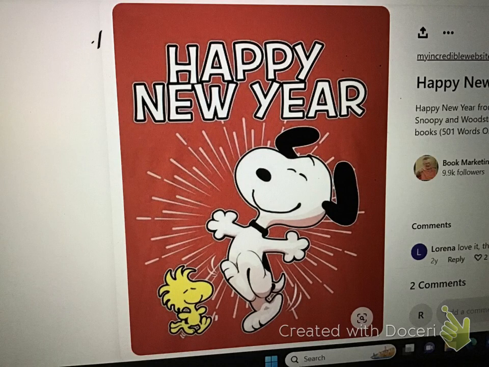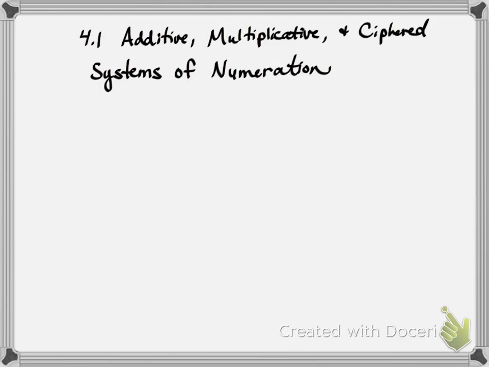Section 4.1, additive, multiplicative, and ciphered systems of numeration. So you've heard people in the olden days doing their ciphering. Maybe you've seen that on some old movies. So hopefully today, or in this chapter, we'll learn more about our number system by studying other number systems.